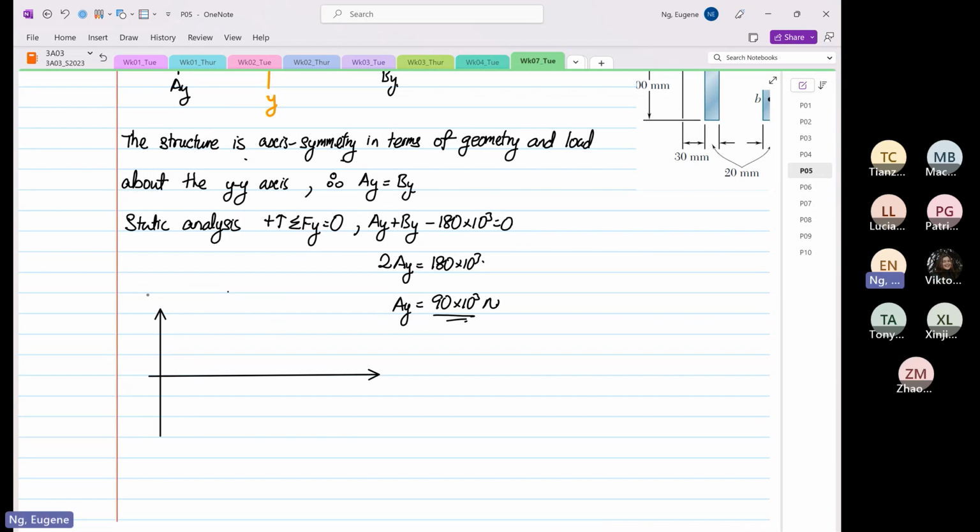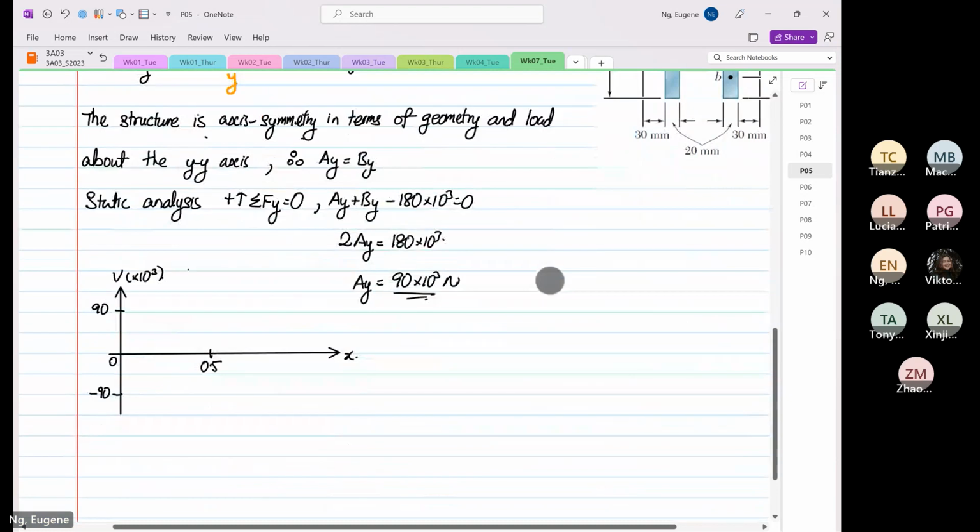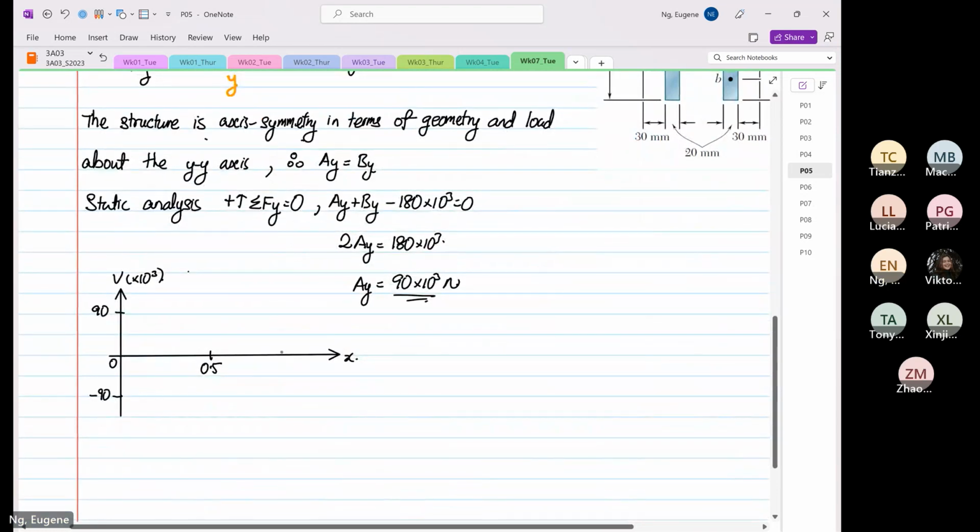So this is our V. This is positive 90 minus 90 times 10 to the power 3. This is our X distance. This is 0, this is our 0.5. I think it's 0.5, am I right? Yep. And this is 1.0. And the units is in meters.